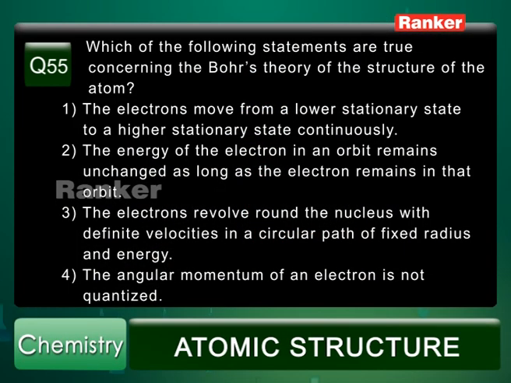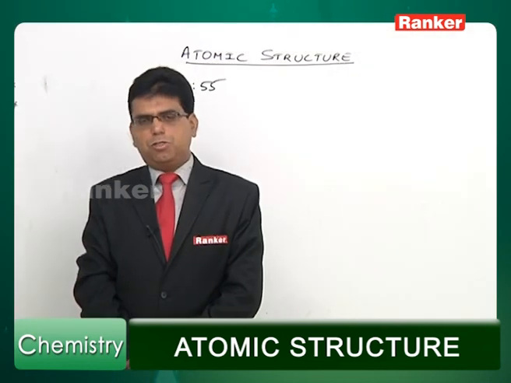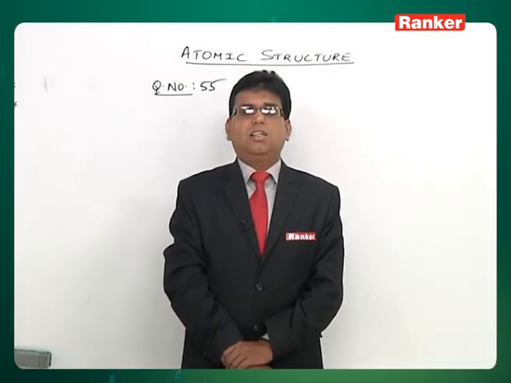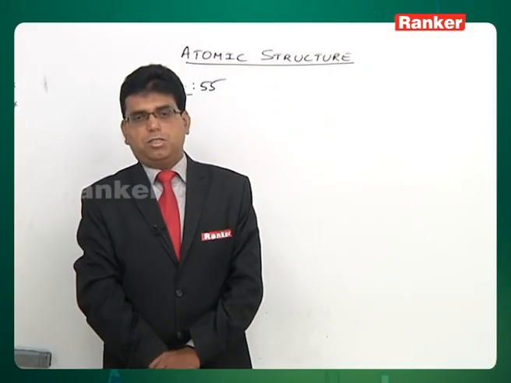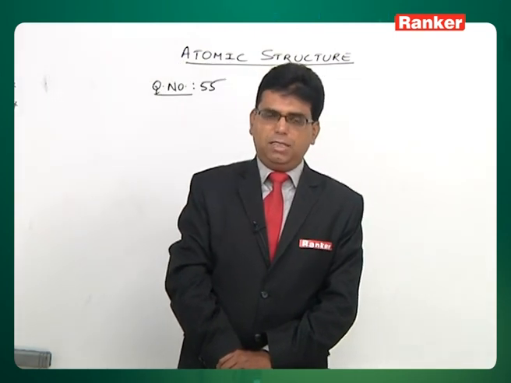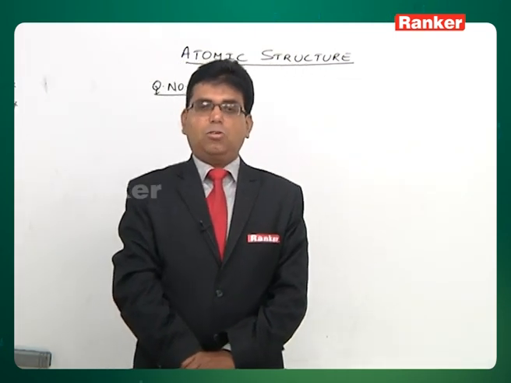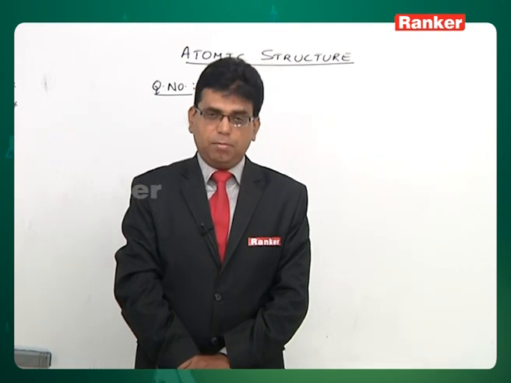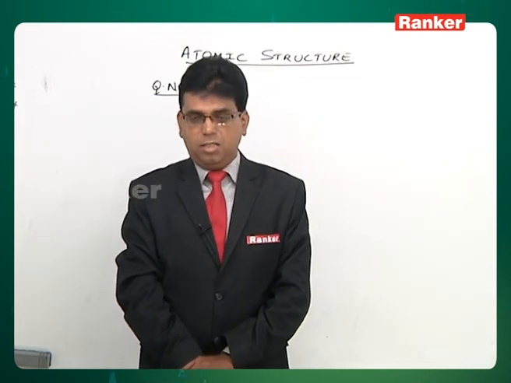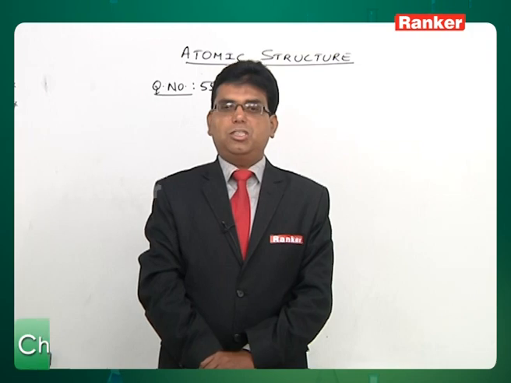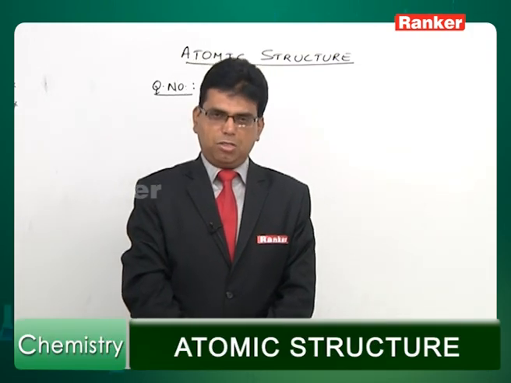Second option says the energy of electron in an orbit remains unchanged as long as the electron remains in that orbit. Yes, that's correct. That's what one of the first postulates of the Bohr theory says, that electron not only revolves around the nucleus continuously in a specified path, but as long as the electron is revolving in that specified path, its energy is constant, neither energy is emitted nor energy is absorbed. So, second option is correct.